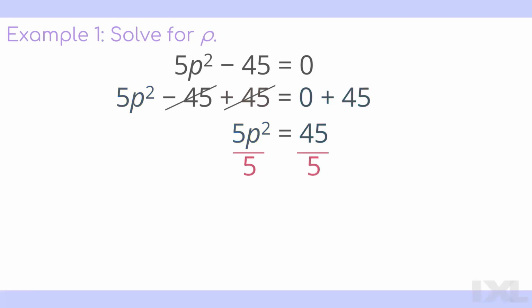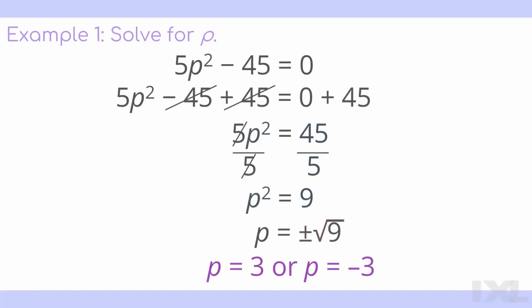Now we need to divide by 5 on both sides. When we simplify, on the left our 5's cancel, leaving us with p squared equals 9. Since we have now isolated p squared, our last step is to take the positive and negative square root of 9, which means p equals 3 or p equals negative 3.